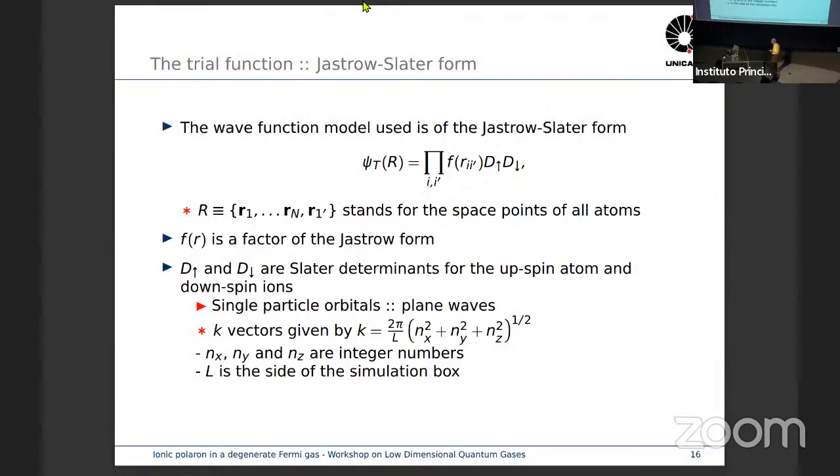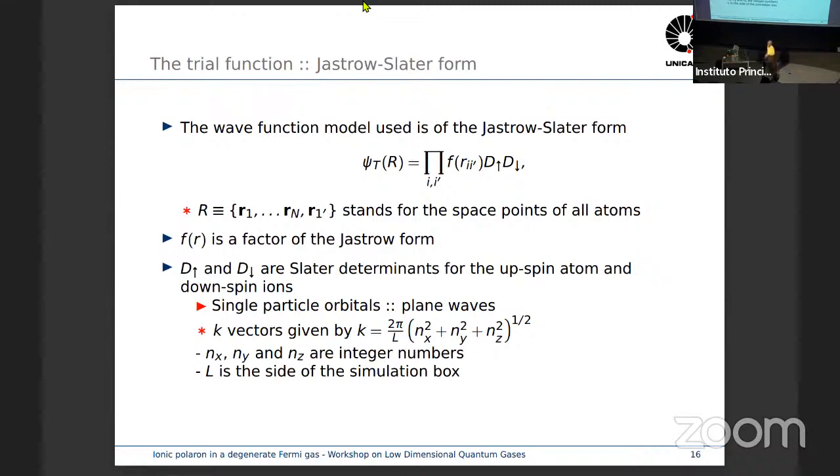The wave function that we use to model the system is given by this expression here. R is the space points of all atoms there, for the ion and the atoms in the bath. F is a factor of the Jastrow form that I will say a few words more about in the next slide. And D up and D down are isolated determinants.